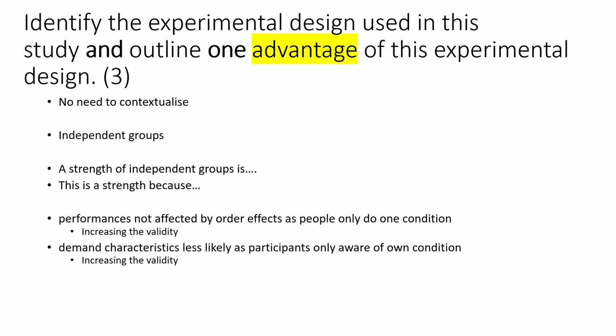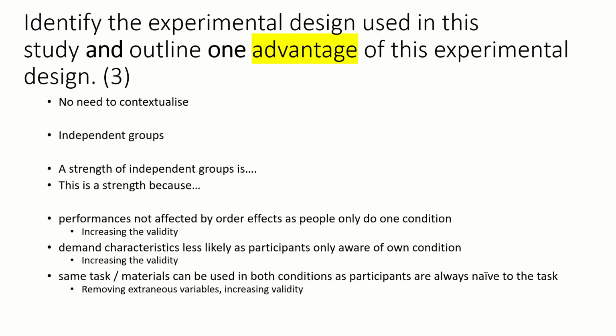Another one might be that a strength of independent groups is that it controls for demand characteristics because they're only aware of their own condition. Again, this increases the validity of the study. Or the same tasks and materials can be used in both conditions. This removes extraneous variables and increases validity. So you can start to see where the second point is always about validity. Always link it back to validity.